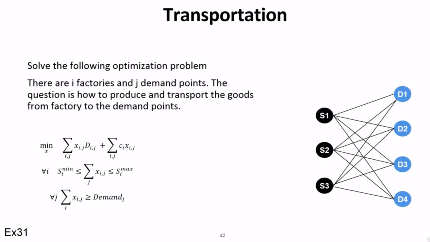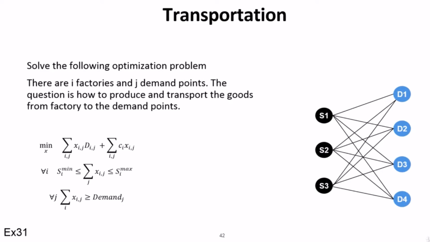Hi, this is the transportation problem. In this example, we want to know if we have some factories, let's call them I, running from S1 to S3, and there are some demand points D1 to D4, and the question is how much each factory should produce in order to minimize the objective function, which is the summation of the production cost and the transportation cost. This is the transportation cost and this is the production cost.